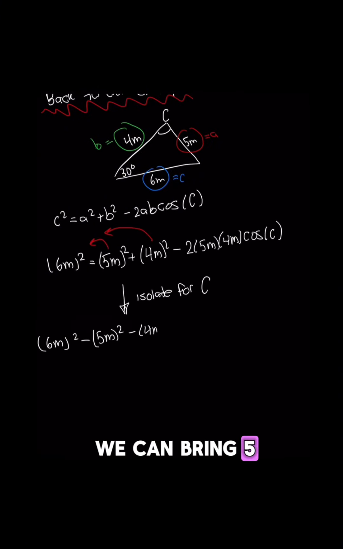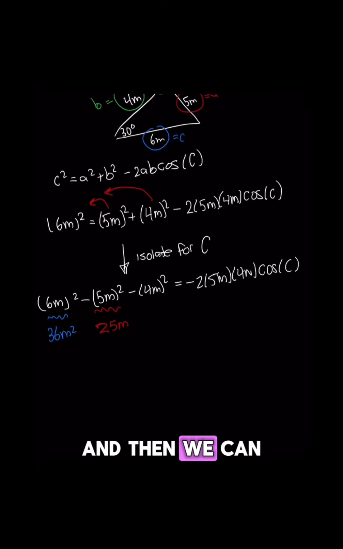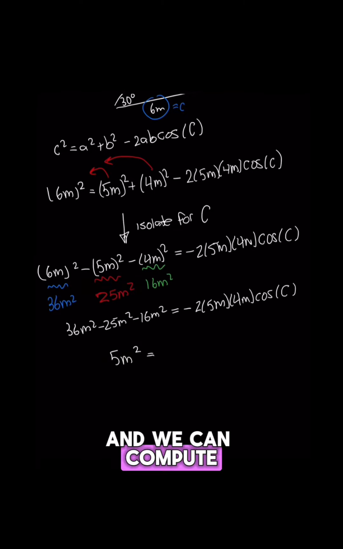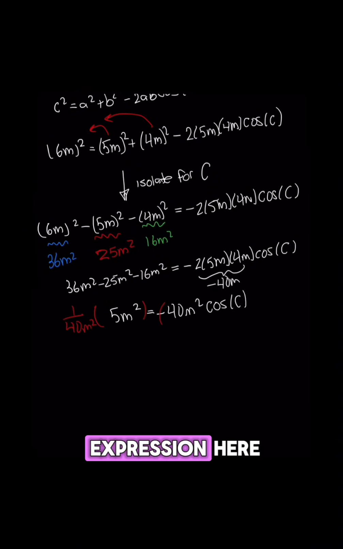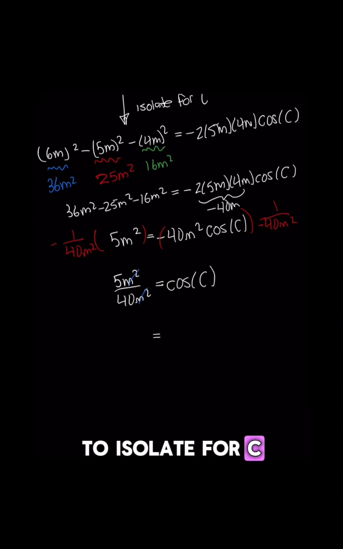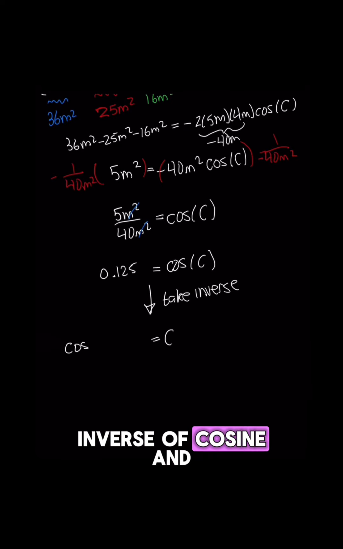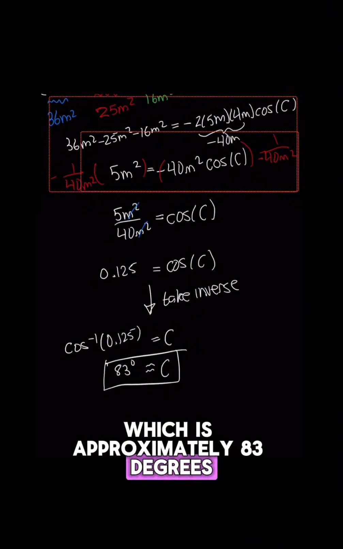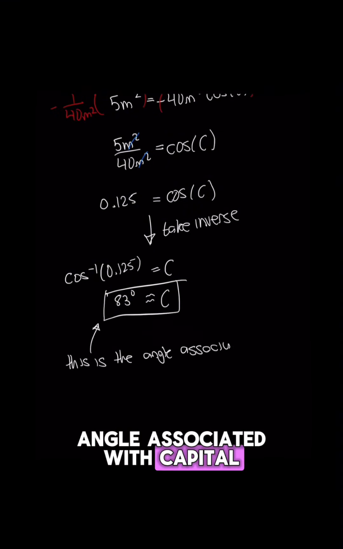If we do that, we can bring 5 meters and 4 meters to the other side, and then we can evaluate these squares. Then we can add the terms on the left, and compute the term on the right, and we get this expression here. And then we can multiply through by 1 over 40 meters squared to isolate for cosine C. We can take the inverse of cosine, and we get this here, which corresponds to our final answer, which is approximately 83 degrees. So this is the angle associated with the capital C on the triangle.